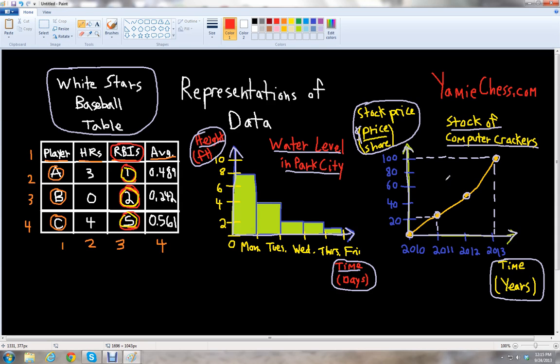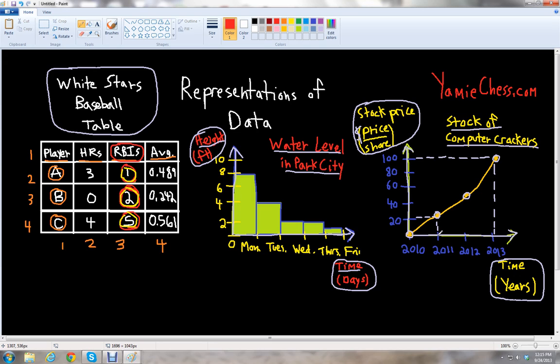And then in our last data representation, what we have is called a line graph. So it's very similar to the bar graph. It's just that it has points and then line segments connected to the points instead of the bars.